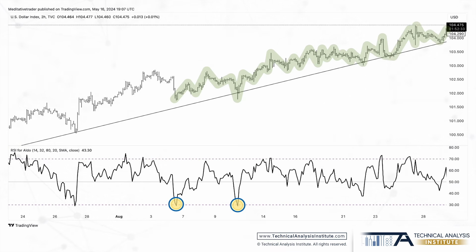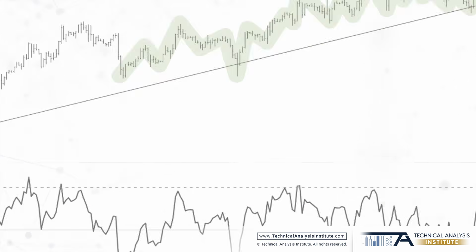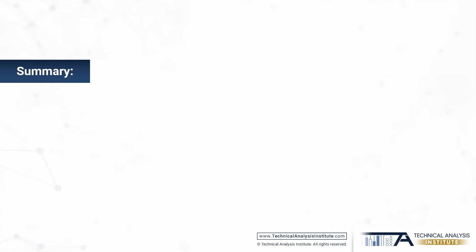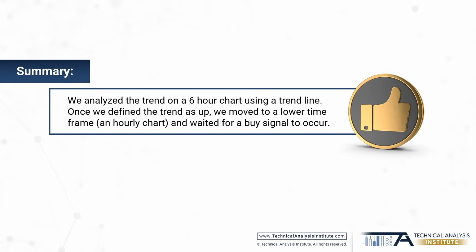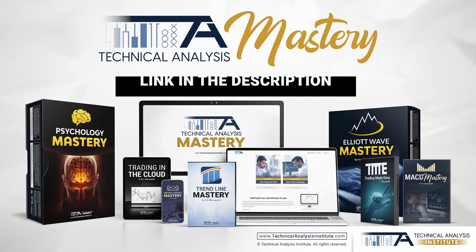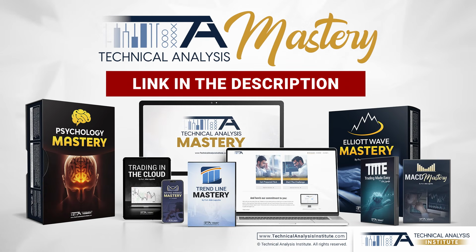This type of setup is rather common and can be used with high efficacy. In summary, we analyze a trend on a 6-hour chart using the simplest tool to do so, that is a trend line. Once we define the trend as up, we move to a lower time frame, in this case an hourly chart, and wait for a buy signal to occur. Nothing complex and indeed extremely simple, but highly effective.